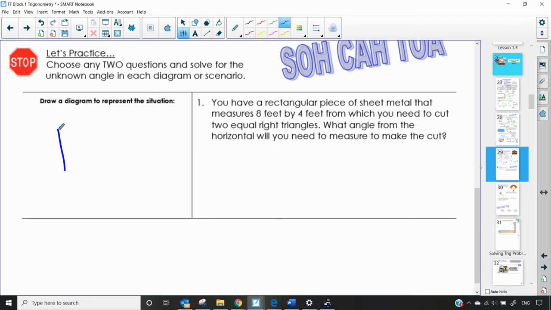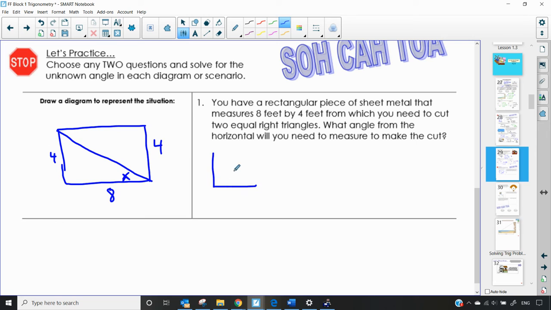So if you remember in the last video, it depends on which way you orient your sheet metal. I chose to orient it with the 8 feet on this side and the 4 feet on this side. If you turn your rectangle, that will just change your final answer, and we'll talk about that at the end. So if we have 8 and 4, the angle from the horizontal would be here. And it doesn't matter which side I put the 4 on because it's still going to be the same measurement. So ultimately, I have a triangle that looks like this. I have an 8 and a 4, and I'm looking for the angle.